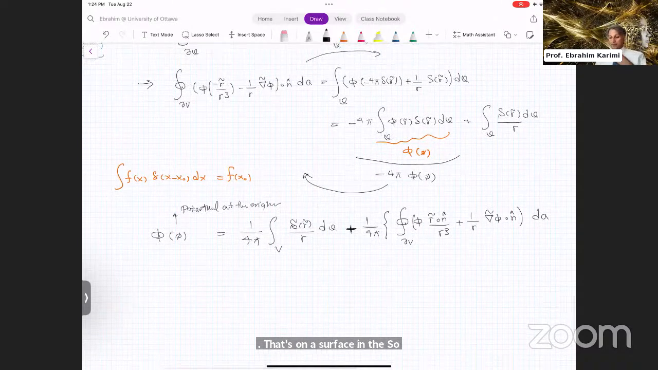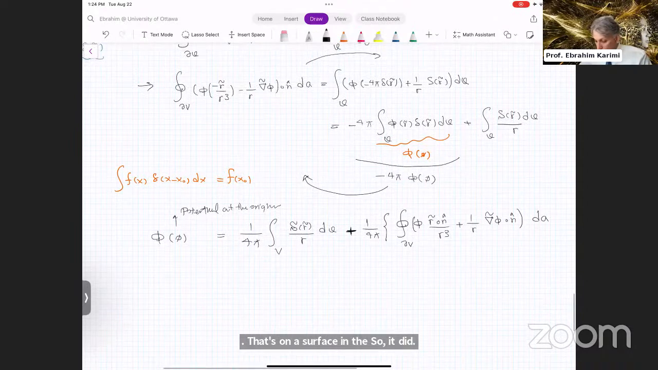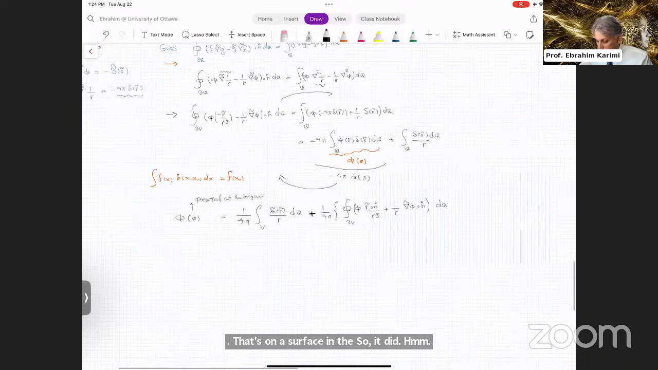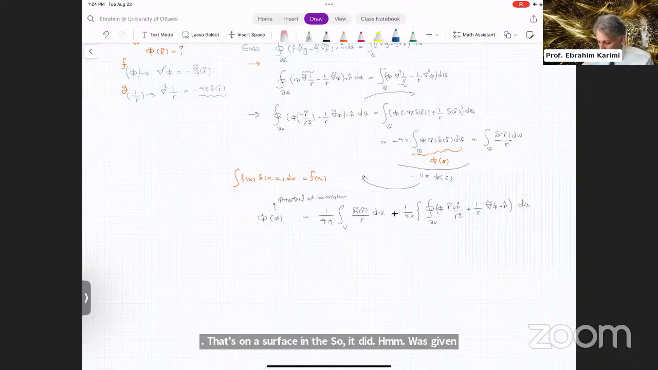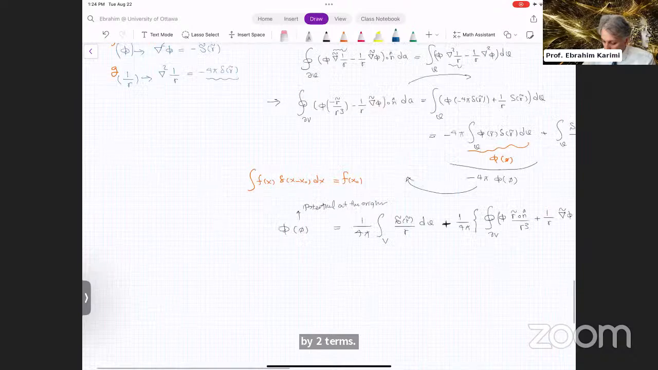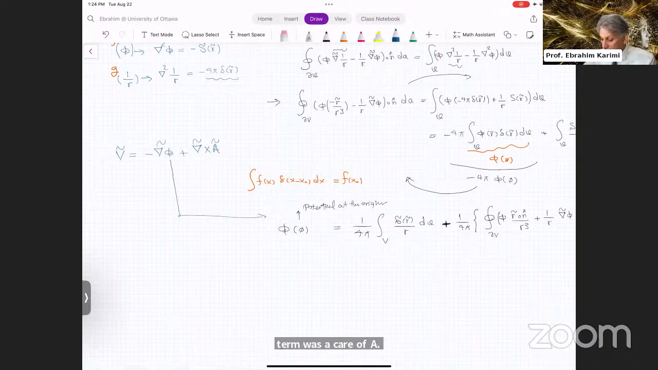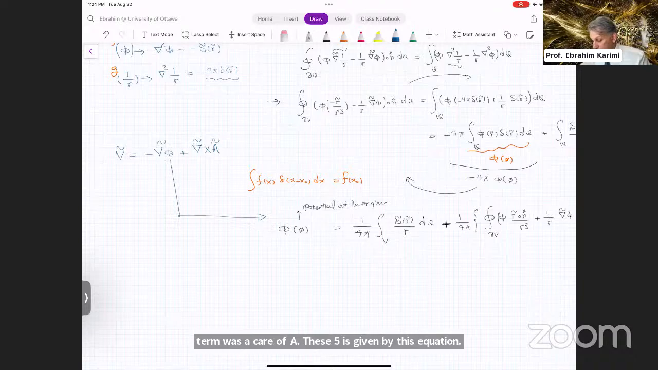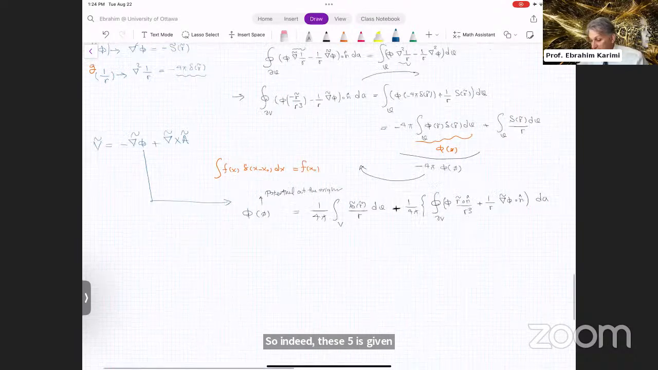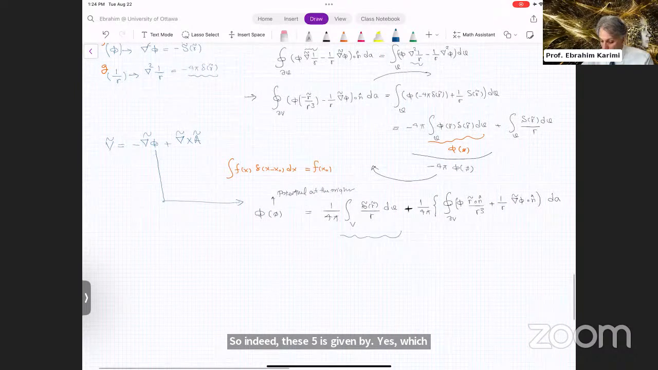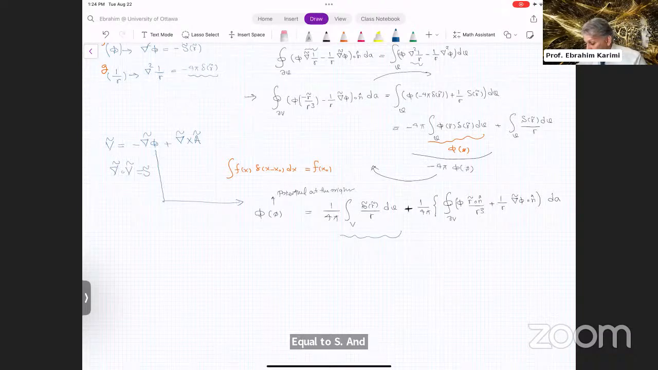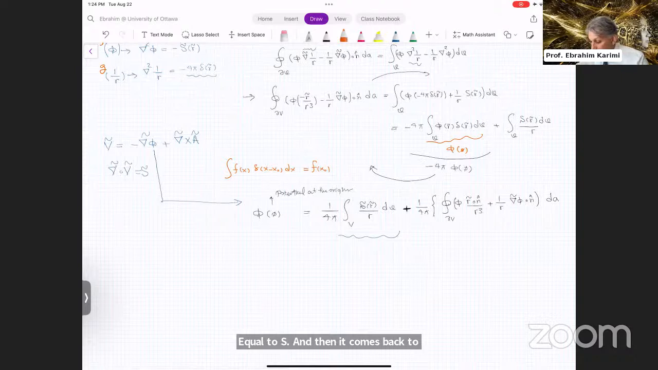So V was given by two terms. We had two terms. The first term was minus gradient of phi, and the second term was a curl of A. This phi is given by this equation. So indeed, this phi is given by S, which is coming from the divergence of V equal to S. And then it comes back to also the value of phi on the boundary. That's a phi on the boundary.